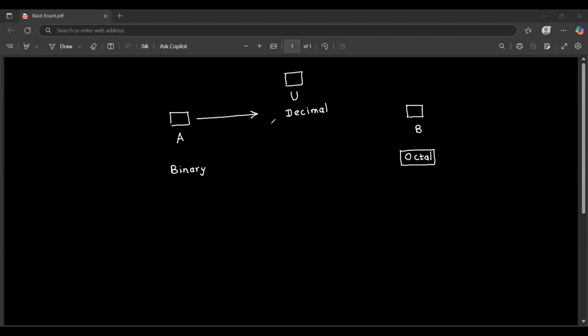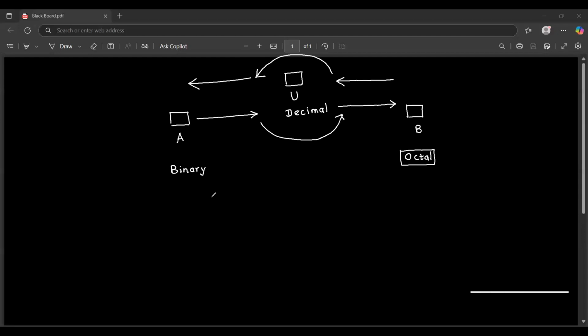When you talk in binary, it will be converted to decimal, and that decimal will be converted to octal for people in B. It will happen in the reverse process too. When octal people are talking to you, they will speak in octal, it will be converted to decimal, and finally when it reaches you, it will be converted to binary. So this is the second method, and that's what we are going to focus on.